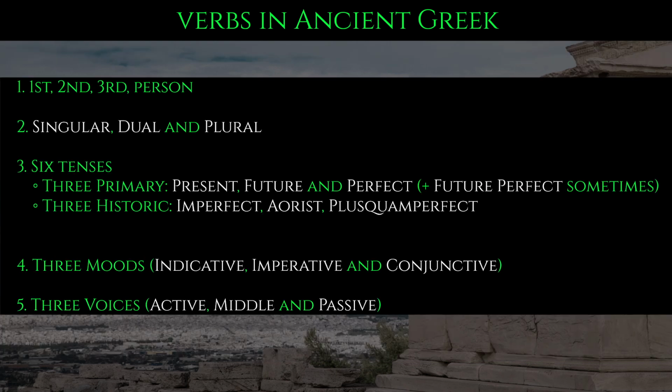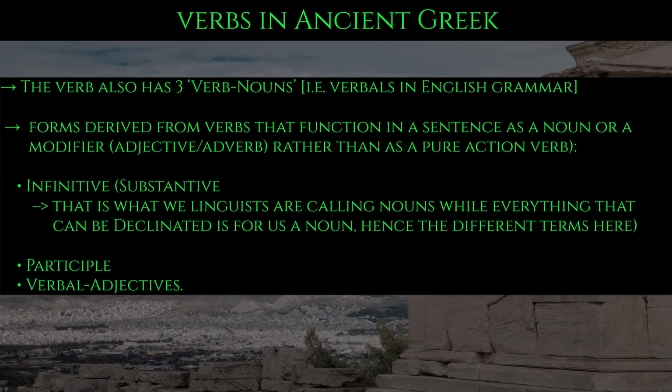So, with that out of the way, we also have 3 moods: indicative, imperative, and conjunctive, and 3 voices: active, middle, which I will explain in a moment, and passive. Now, here in the Attic Greek, or generally ancient Greek, the verb also has 3 verb nouns. Now, those are verbals in English grammar. You may have heard of them.